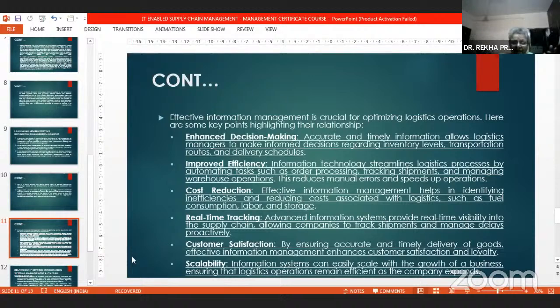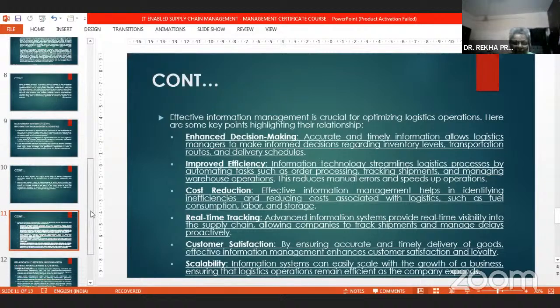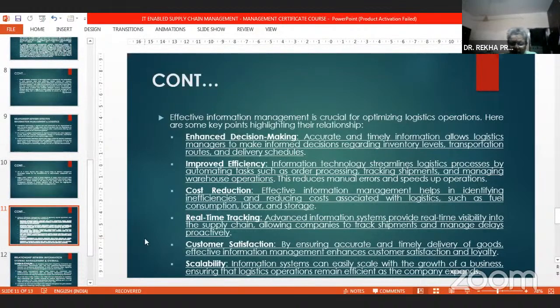No, accordingly, it changes its technology, the way of doing it. The process should remain efficient, whether you are a small company or a large, complex company. So in various ways, it is helping. Enhanced decision making. You are getting the accurate and timely information, accordingly you can take decisions. For example, today your generation wants to take admission somewhere else. So he or she has the whole information on the net.